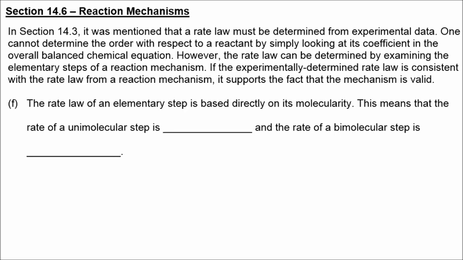So let's take a look at how we can look at the molecularity of an elementary step in a mechanism. This means that if you have a unimolecular step, an elementary step that has one molecule, that would be first order. And if you have a bimolecular step, an elementary step that has 2 molecules, it is second order. So if we analyze individual elementary steps in a mechanism, then we can say that when it contains 1 reactant, it's first order, and when it contains 2 reactants, it is second order.